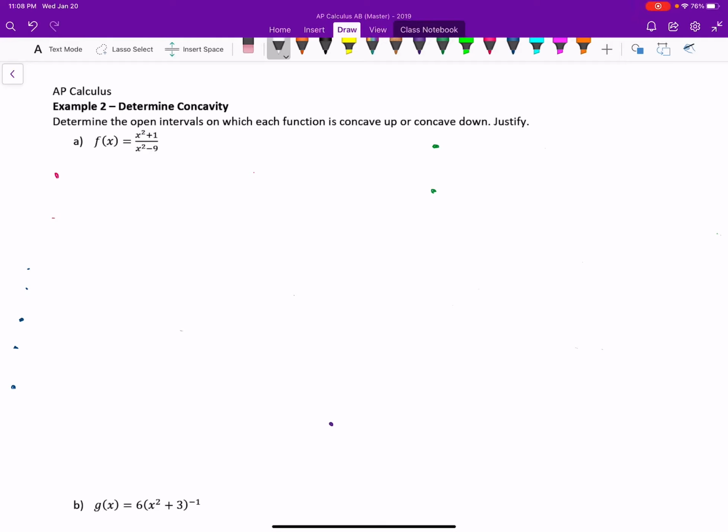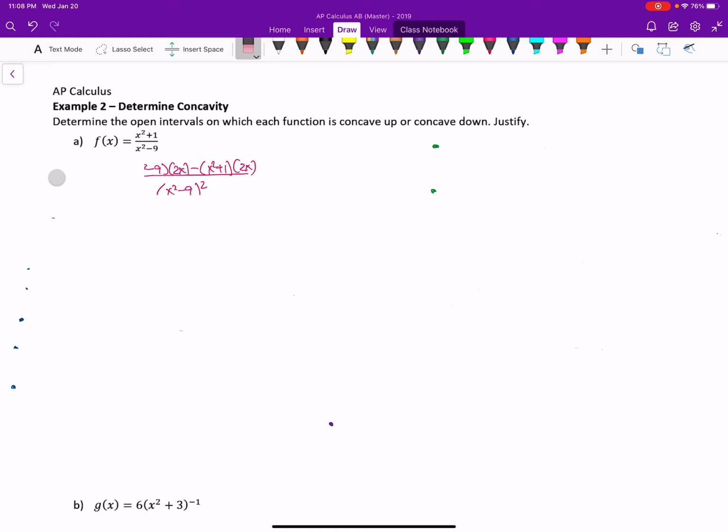So example 2, it's asking you to determine for concave up and down, so that means we need to find the second derivative. And it's also asking you to justify, so we'll get into that in a second. But to start, I've got to find the first derivative, and there's no way around it. In this particular case, you have to use the quotient rule.